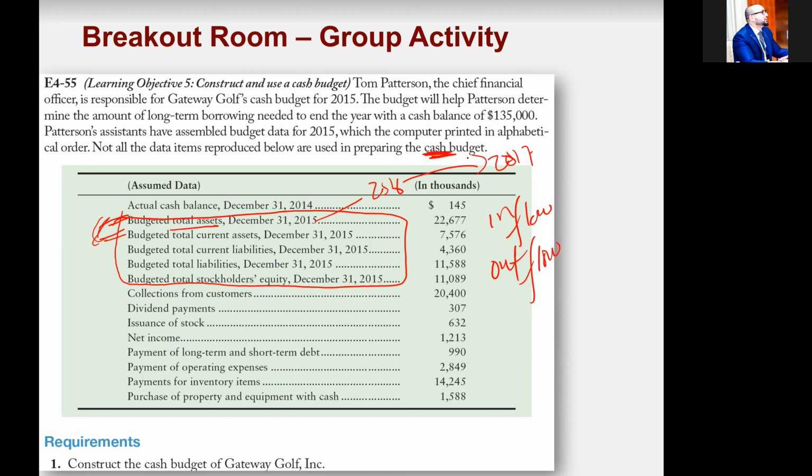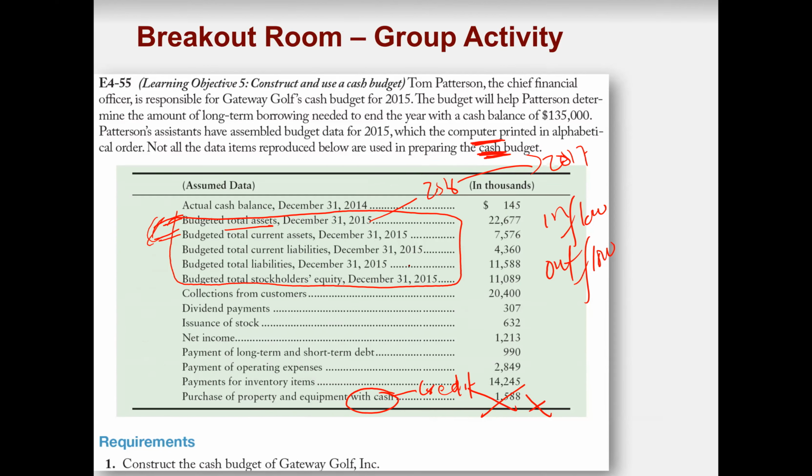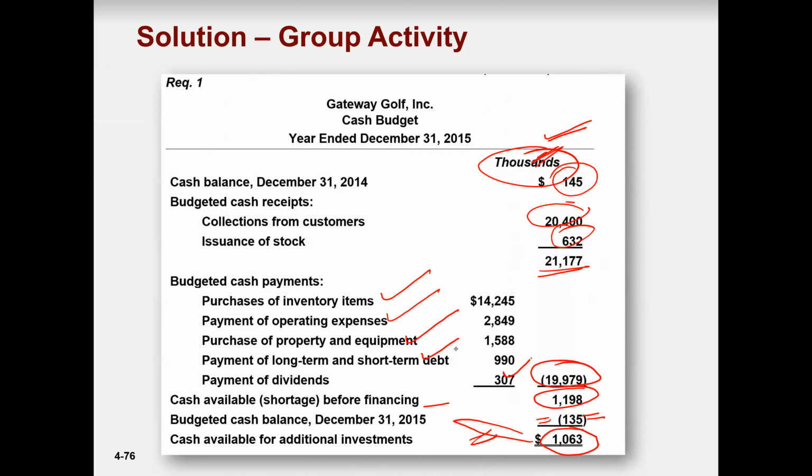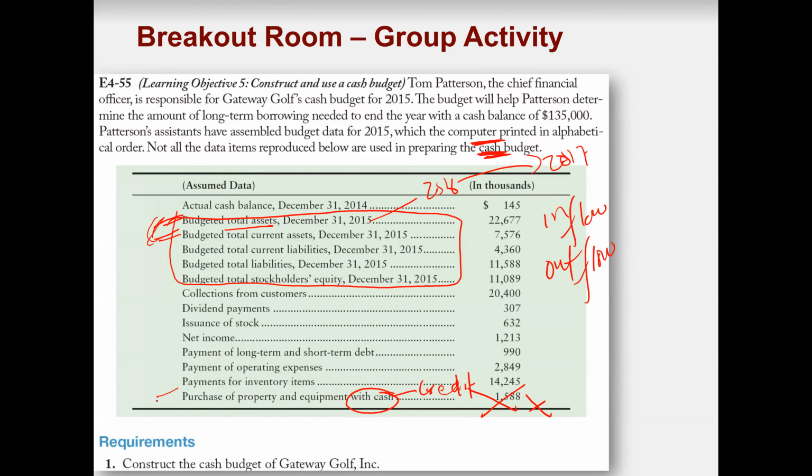For example, what's the difference between purchase of something with cash and payments for inventory items? Purchase with cash means you didn't take credit. If this is purchased on account, then we won't be including that in the cash budget because this would be on credit. So we will not include it if this is credit or on account. The question specifically mentioned cash, it means cash going out from the business, so we will include it as payment.